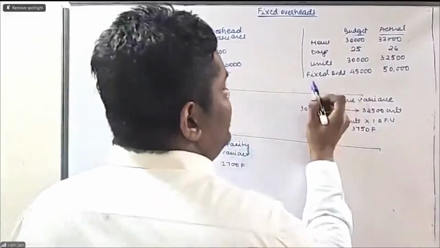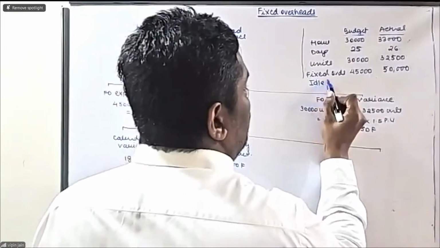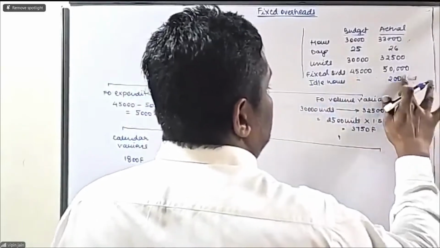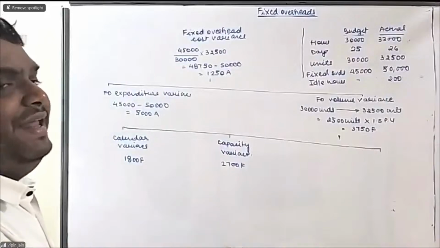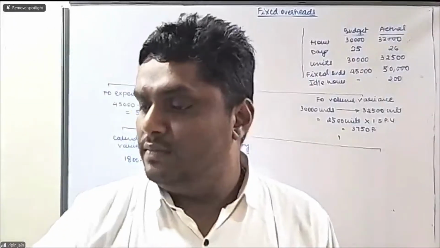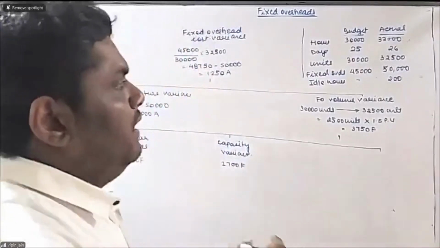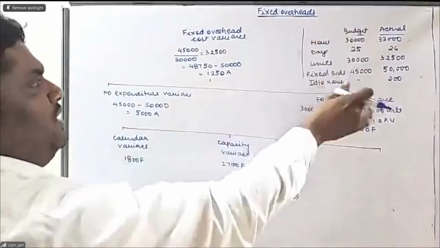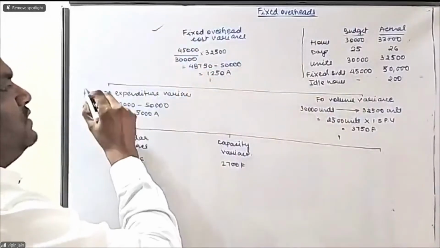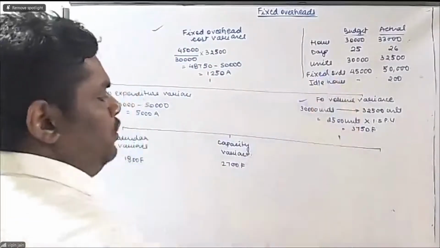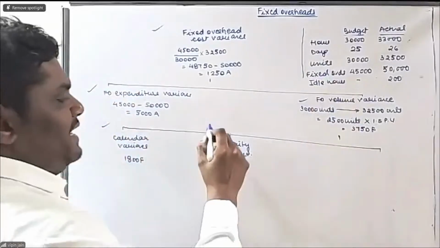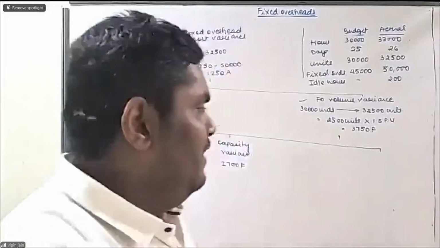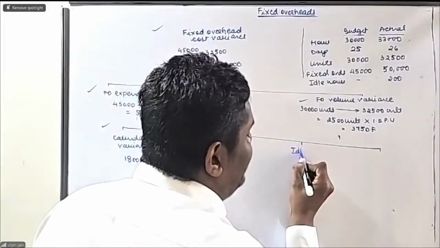Now let's take one more situation. Let's take a situation wherein idle hours are also given, that is 200 hours. Let's say in the question idle hours are given, that is 200. So this is the question now. Herein no change in cost variance, no change in expenditure variance, no change in volume variance, no change in calendar variance, and no change in capacity variance. Now herein we will calculate one more variance, that is idle time variance.